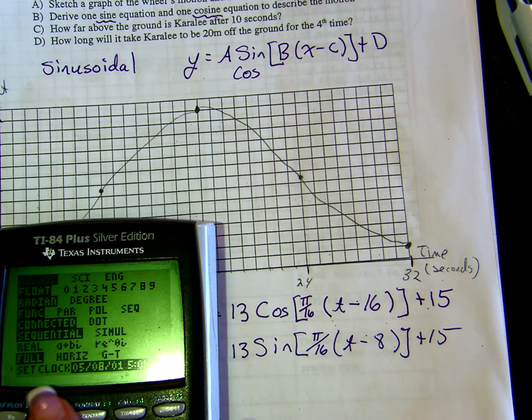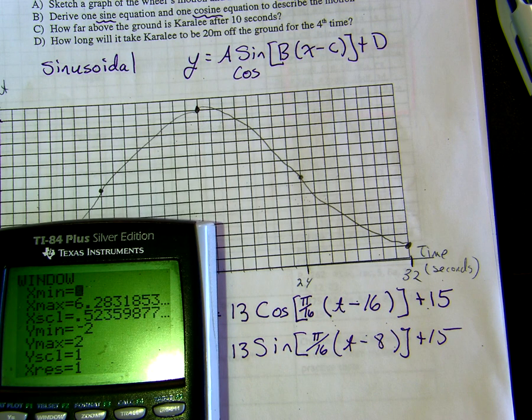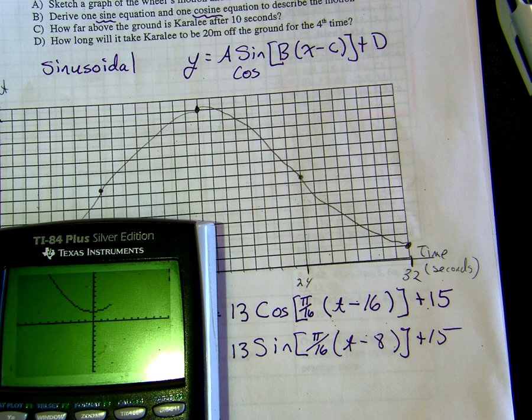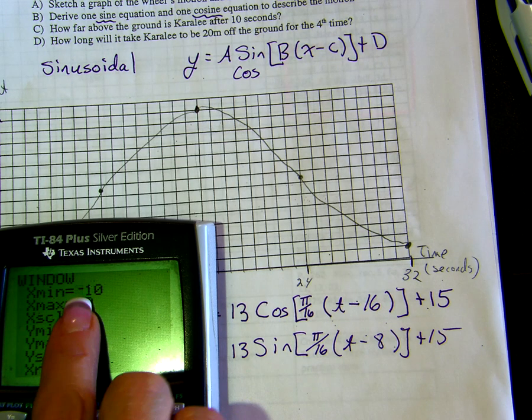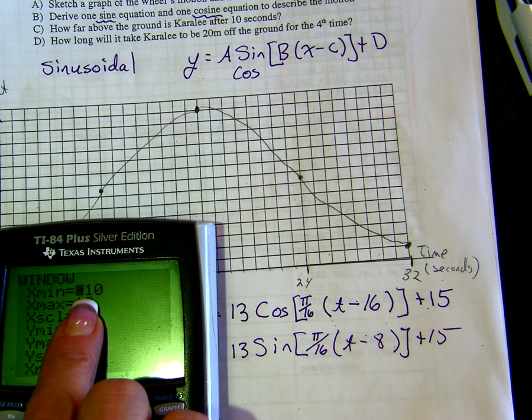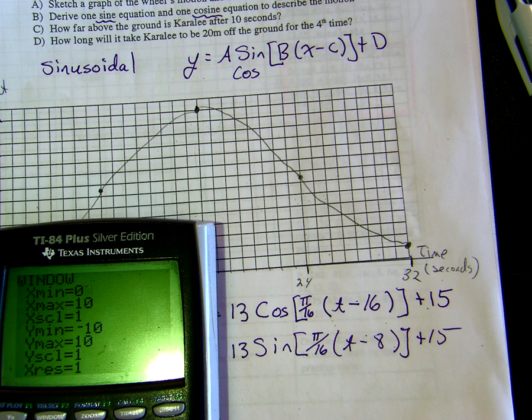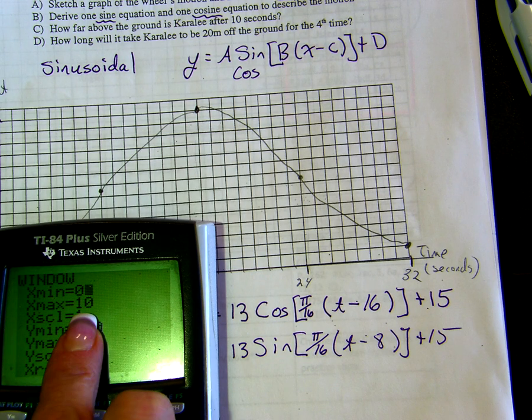And then unless you change this window to something that makes sense, you're not going to see anything. Because if I just did a zoom 6, a standard window, I'm really not seeing Carolee go around a Ferris wheel. It looks kind of like a parabola, actually. It's not, but it kind of looks like it. So think about what we're graphing. We're graphing her height as a function of time. So the x values are measuring time. Where should I start time? 0.